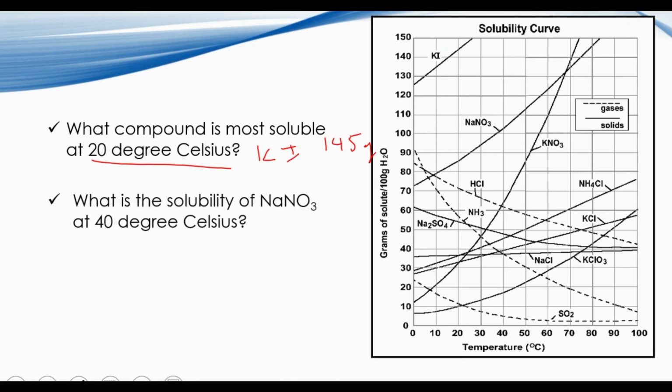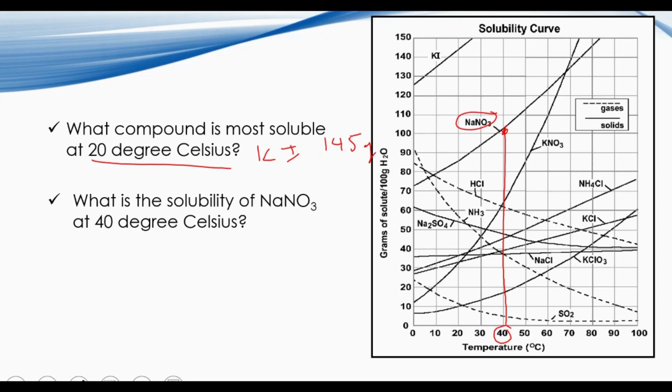What is the solubility of NaNO3 at 40 degrees Celsius? In this question, we're being asked specifically about a compound, sodium nitrate. Its location is right here. That's the line we're looking at, and it's asking us specifically at 40 degrees Celsius. So I'm going to find my 40 degrees Celsius and identify where that line intersects with the particular curve I'm looking at. That intersects about right here. So the question is asking, what is the solubility? In other words, how much sodium nitrate can you actually add to the 100 grams of water?